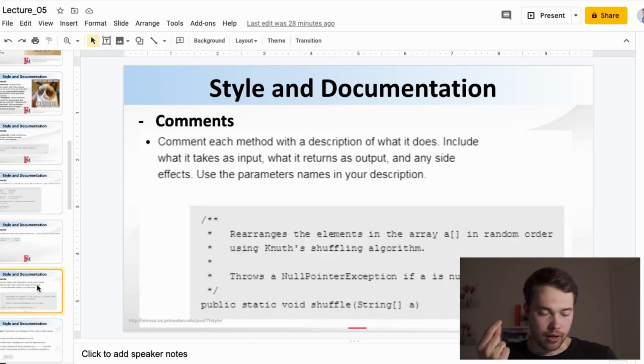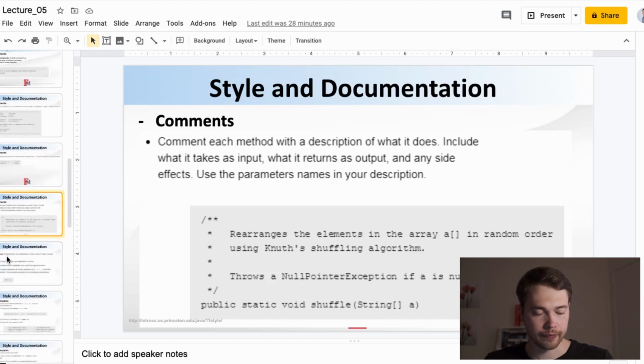Again, comment every variable and then comment every method, with a description of what it does. Include what it takes as an input, what it returns as an output, and any side effects. For example, we have a method called shuffle, again a verb. What does it do? It rearranges the elements in the array A in random order using the Knuth shuffling algorithm, and throws an exception.